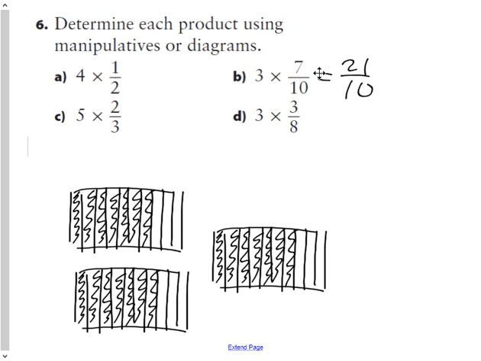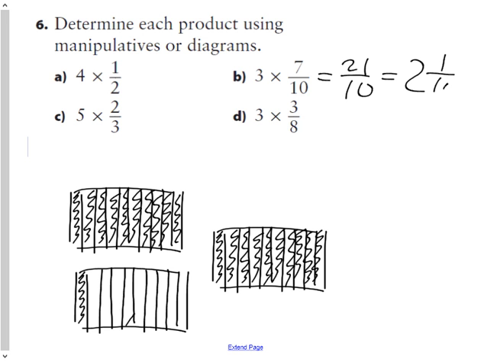As an improper fraction, if I was to give 3 of these tenths to this one, and give 3 of these tenths to this one, what is my answer as a mixed fraction? Based on the picture, 2 and 1/10. That's right, 2 and 1/10. Everyone good with that?